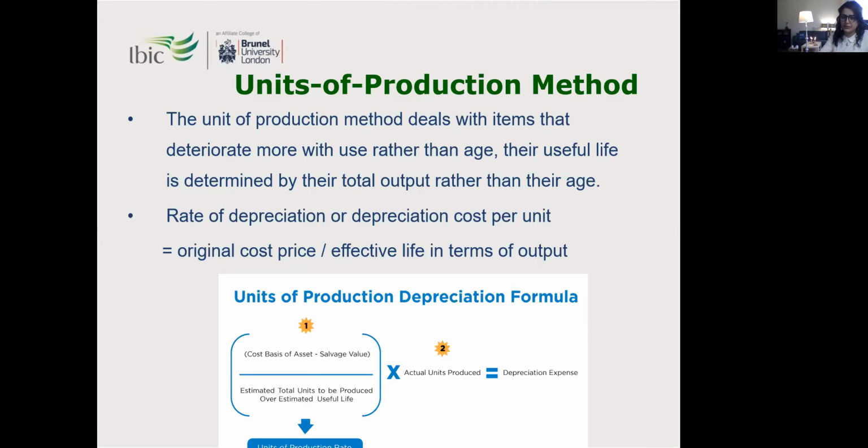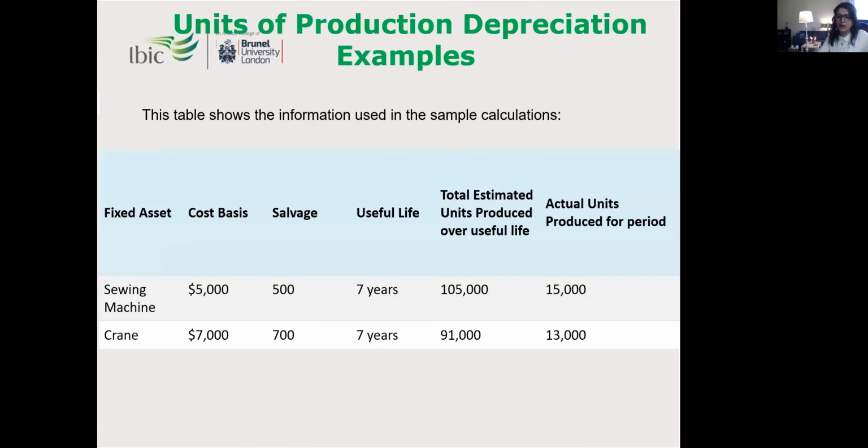Actually, you can look at this as well. One basic thing that I need to tell you here is the unit of production depreciation formula can be calculated based on 2 steps. So here I have one example for you based on 2 different objects. The first one is the sewing machine, and the second one is the crane.